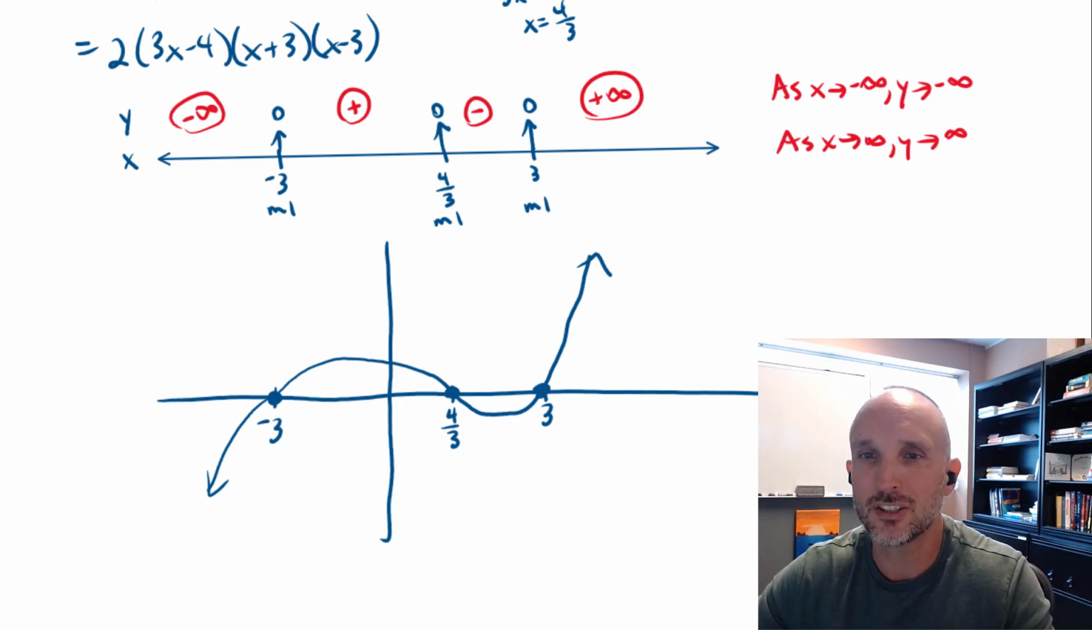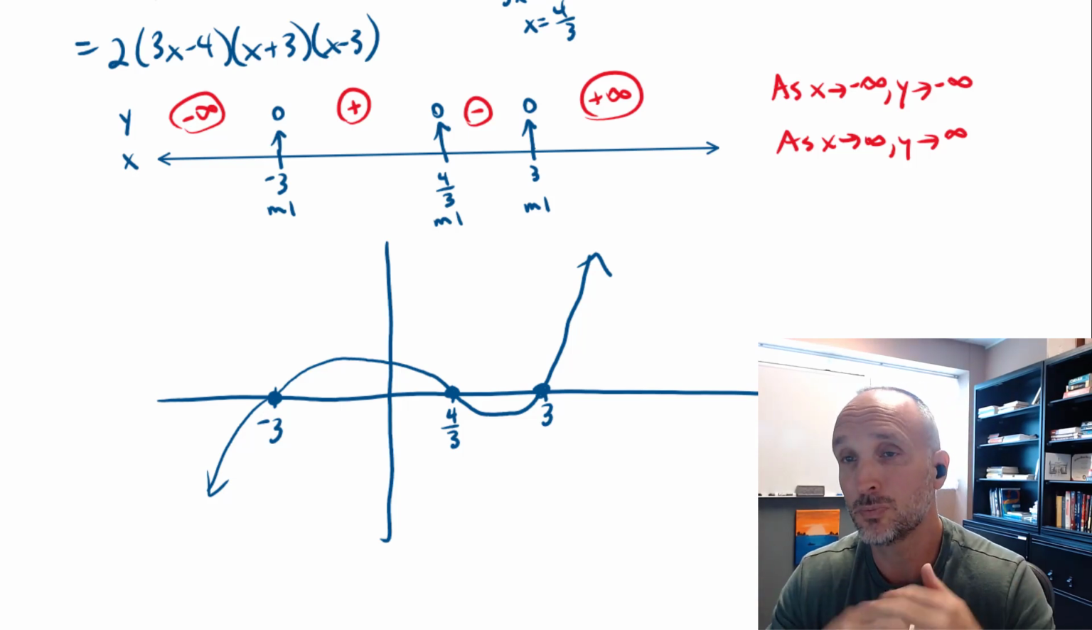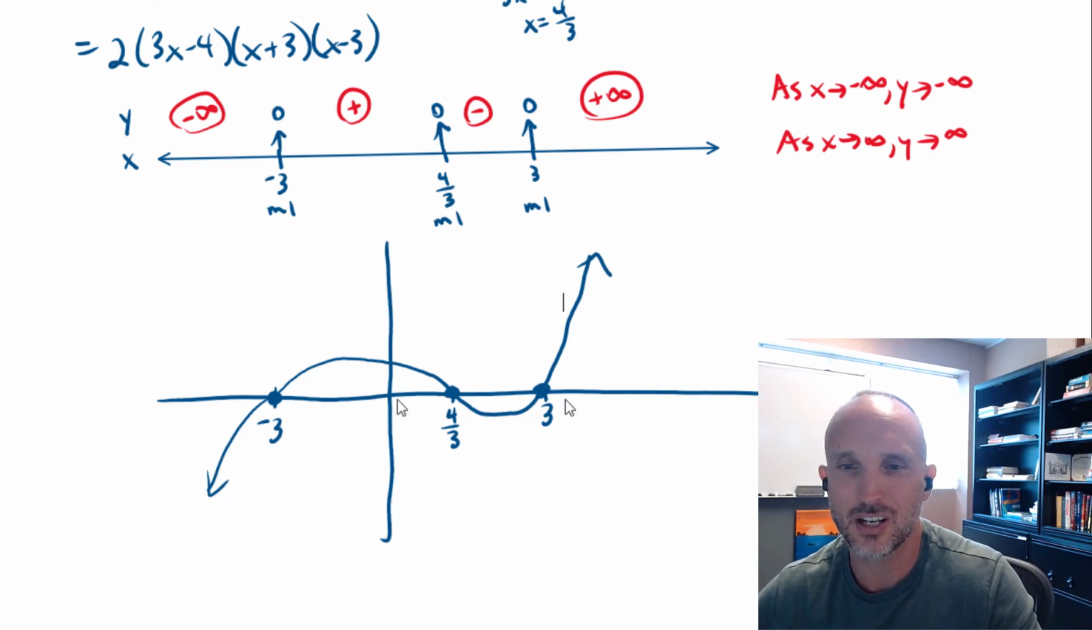You need to be able to factor, and at minimum, use your calculator to get the end behavior and the middle behavior, but you can also use the leading term and the multiplicities to do all that. So go get some practice. I think you'll like this. These are kind of fun to graph.